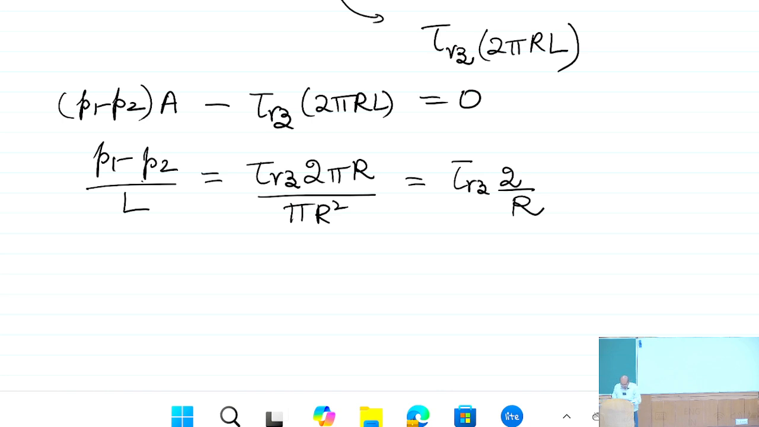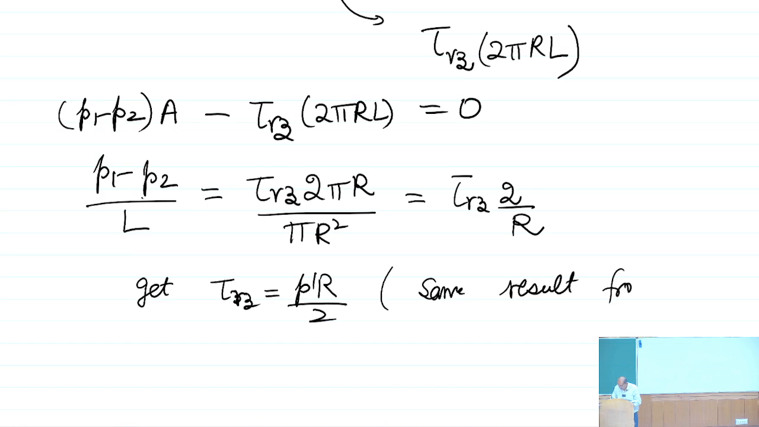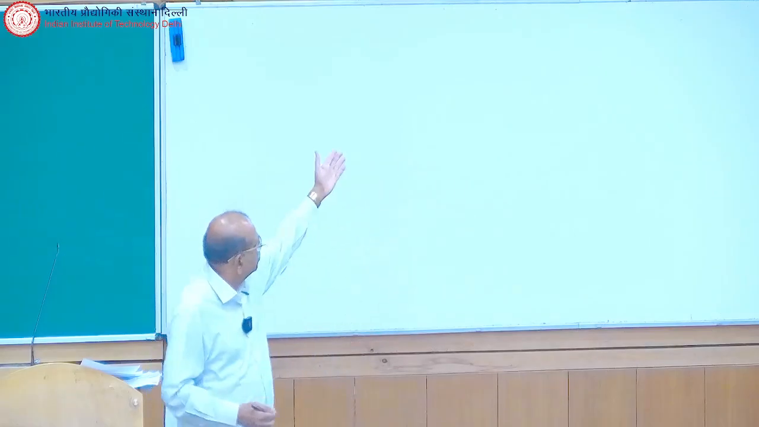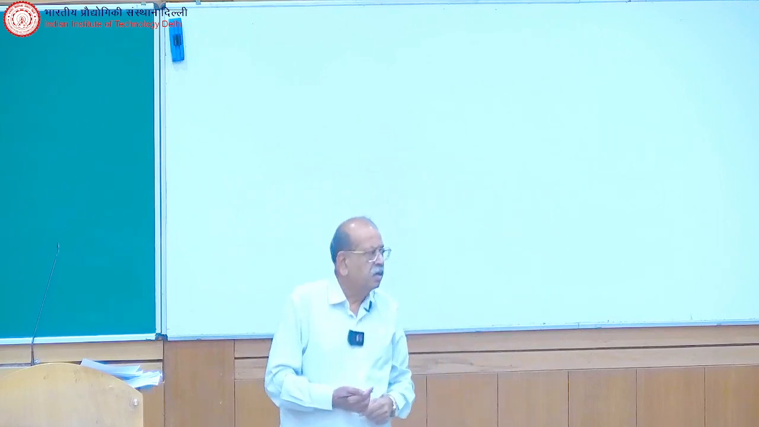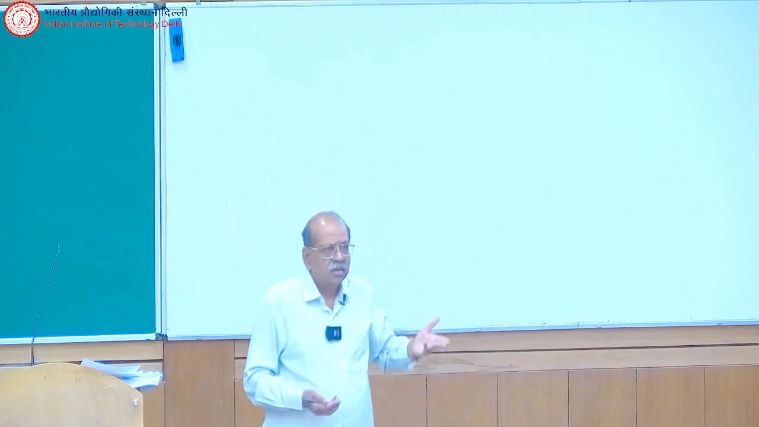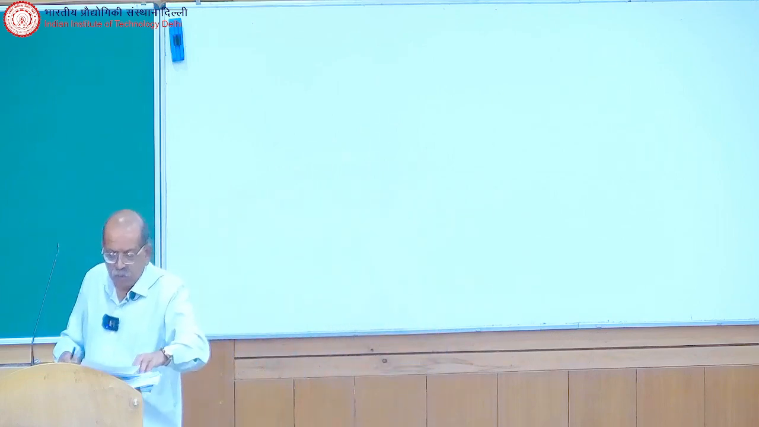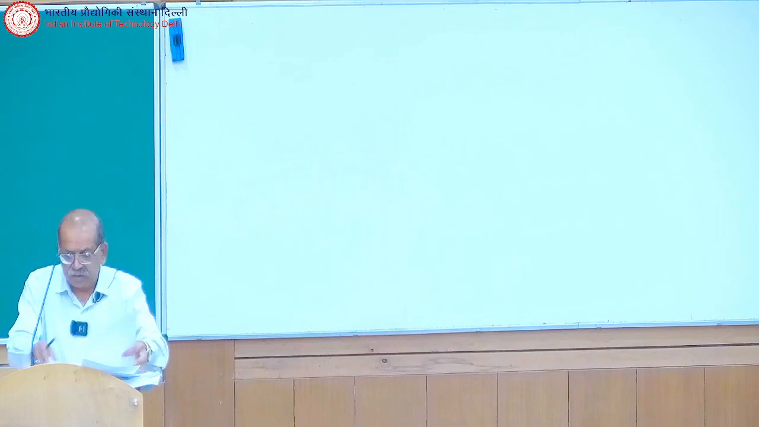So this is what we get, and we get that tau Rz on the surface is equal to P prime times R by 2, which is what we also got from the differential analysis. So here we sort of show that both of these things lead to the same result.